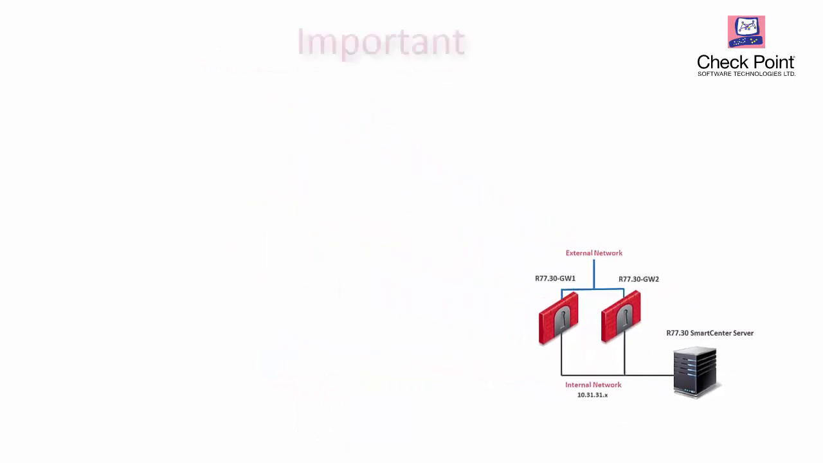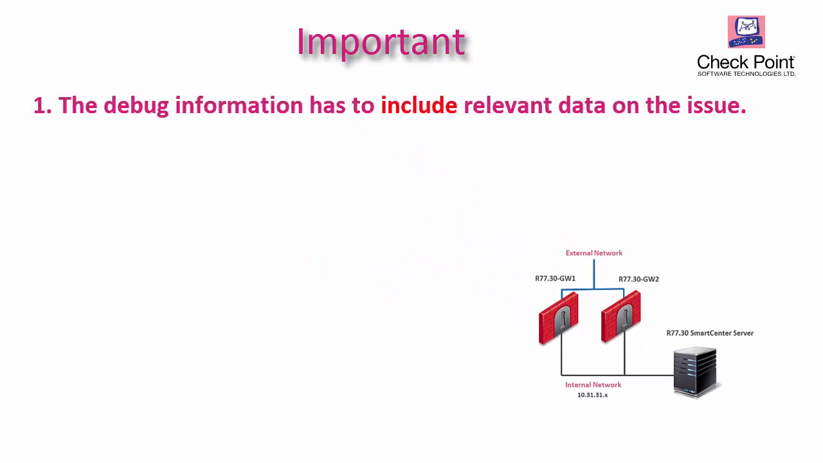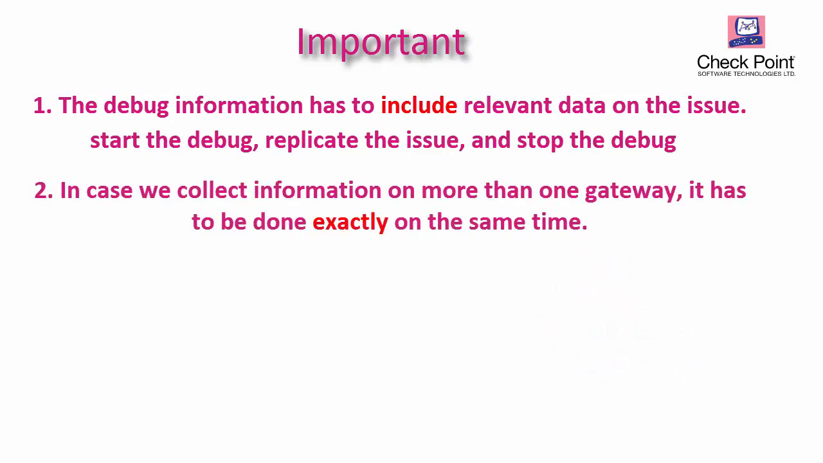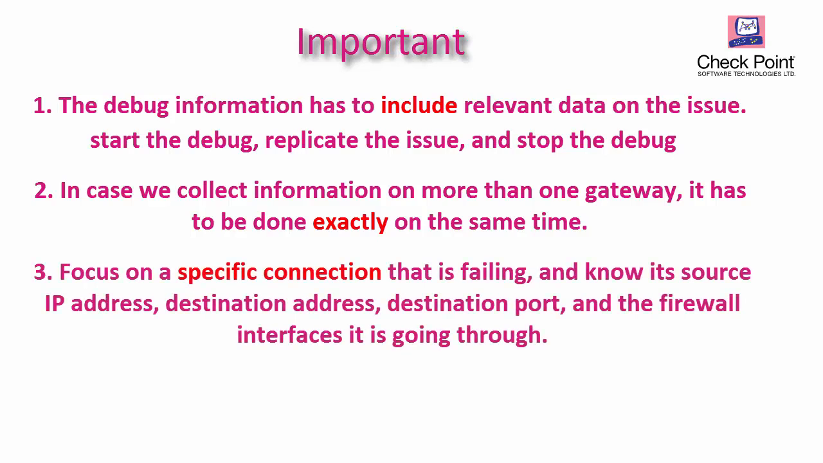When collecting debug information, there are several important points that we need to consider. First, the debug information has to include relevant data on the issue. In order to obtain it, we will start the debug, replicate the issue, and stop the debug. Second, in case we collect information on more than one gateway, it has to be done exactly at the same time. And third, to help us find the information in the debug output, we have to focus on a specific connection that is failing, and know its source IP address, destination port, and the firewall interfaces it is going through.